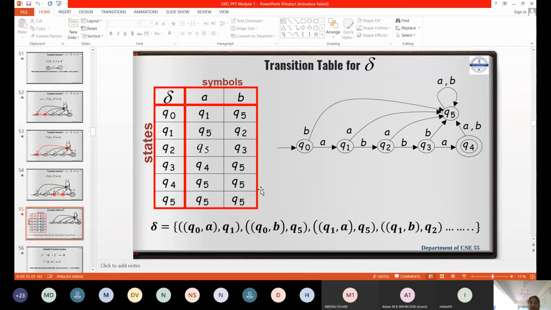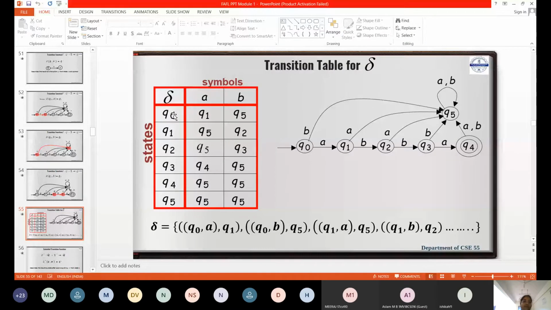So this is the transition table. Whatever I have written as a transition function, I can write as a table. The table will tell you how the data flows. In the first column, I list out all my states.